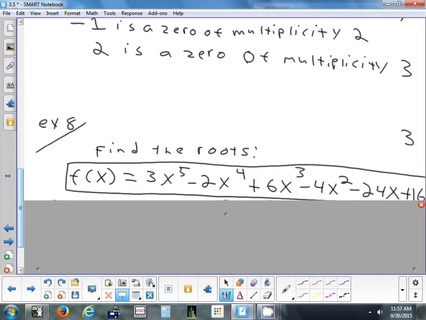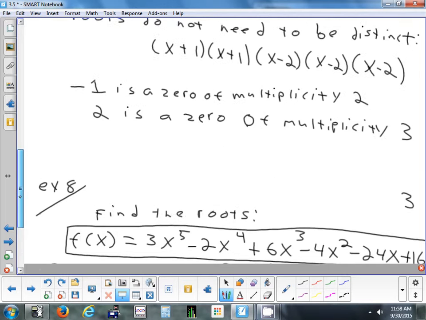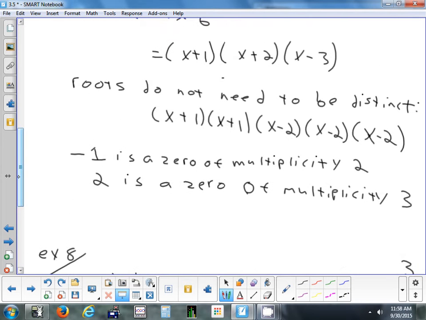All right. So any questions on anything we did today? We did a lot of stuff, kind of review with the first half, though. Okay, I just have a quick question. What do you mean that 1 is a 0, multiplicity 2, and 2 is a 0, multiplicity 3? It's how many times the root is repeated. So like in this problem, it's repeated twice. Or 2 is a root, but it's repeated 3 times.